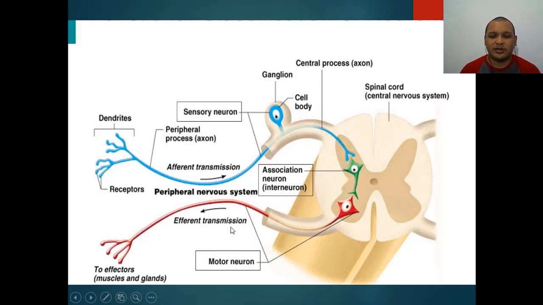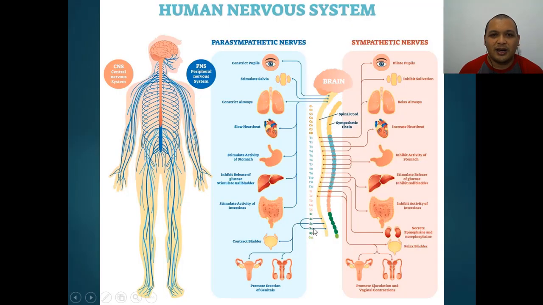Sorry, I forgot to give you the names. The afferent transmission neuron is called the sensory neuron, the association neuron is called the interneuron, and the efferent transmission neuron we call the motor neuron. Okay, so this is the nervous system that we have.